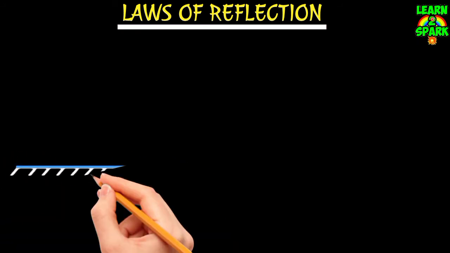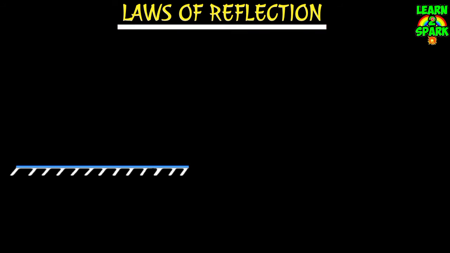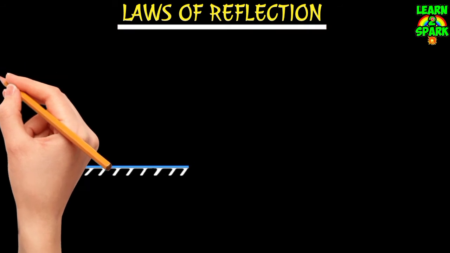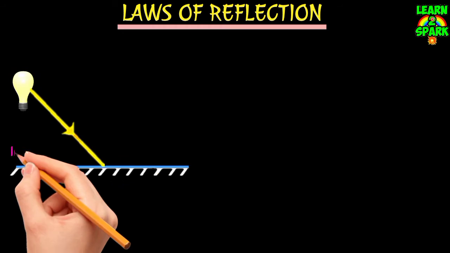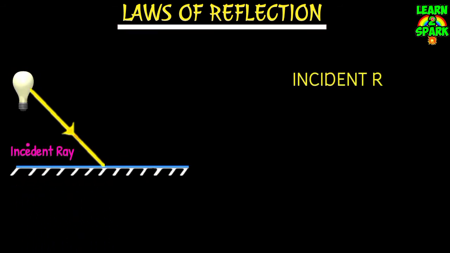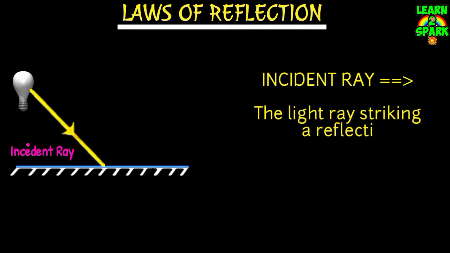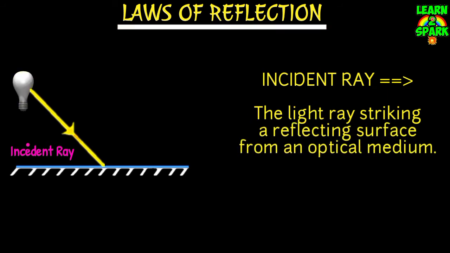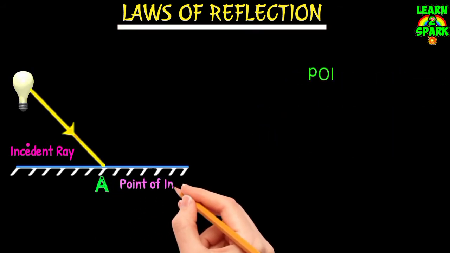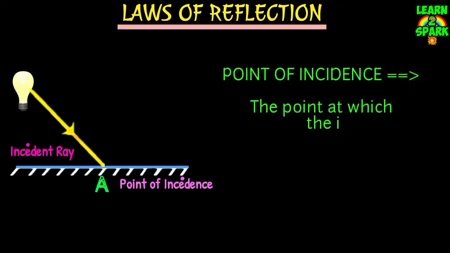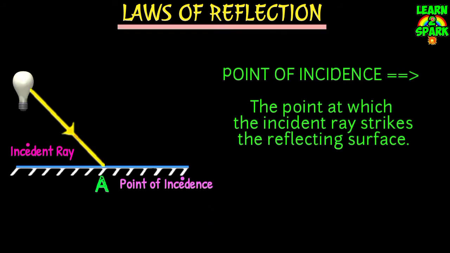To clear our concepts, let's draw a plane mirror, which is a smooth reflecting surface. So, the light rays will follow regular reflection. Let's draw a bulb as a source of light, from which a ray of light is coming out and hitting the mirror as the incident ray. Incident ray is the light ray striking a reflecting surface from an optical medium. If the incident ray is hitting the reflecting surface at a point A, then A is the point of incidence. It is the point at which the incident ray strikes the reflecting surface.